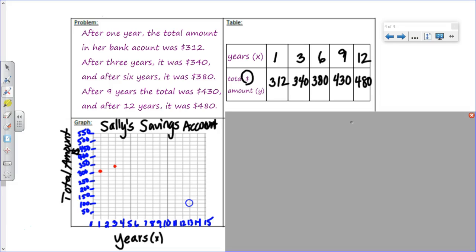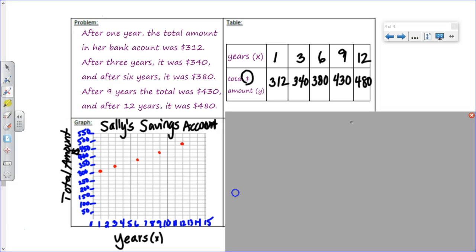Okay, now go to 6 years. That's right here. And for 6 years, we're looking for $380. So that's going to be between the 350 and the 400 over here at 6 years. So that's where I'm going to put my next dot. 6 years, 380. Okay, why don't you pause it and try the 9 years and 12 years by yourself and then see how you did. There's 9 and 12.